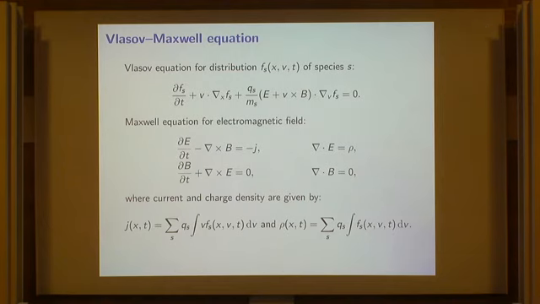Okay, so these are the equations that you get. You've seen these before also. You have your Vlasov equation. These are the Maxwell equations. And the coupling is in the Vlasov equation, you have the electric and magnetic field from the Maxwell equation. And then in the Maxwell equations, you have the current density and the charge density, which are given by the density of your particles.